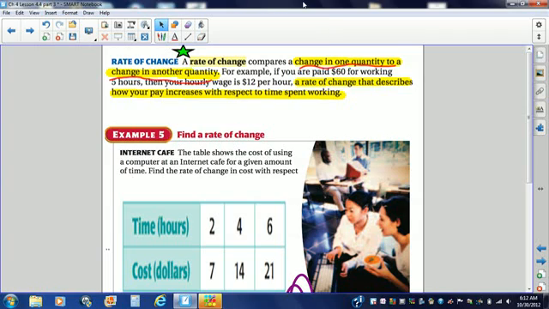An example, you do not have to write down, but just watch. If you're paid $60 for working 5 hours, then your hourly wage is $12 per hour. A rate of change describes how your pay increases with respect to time spent working. So we have change in one quantity to a change in another quantity.